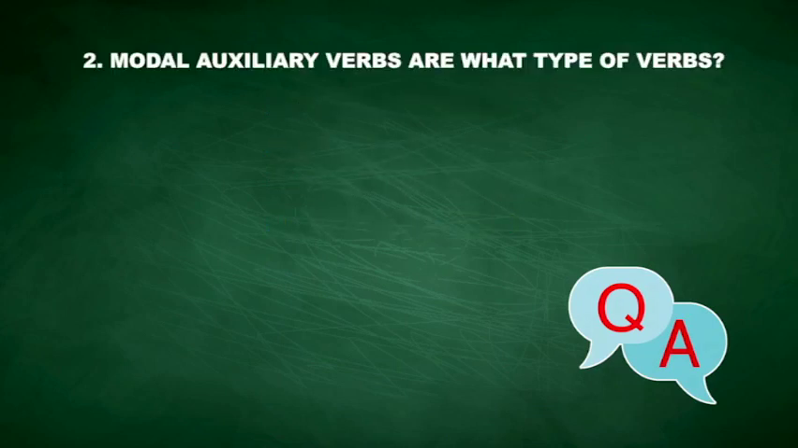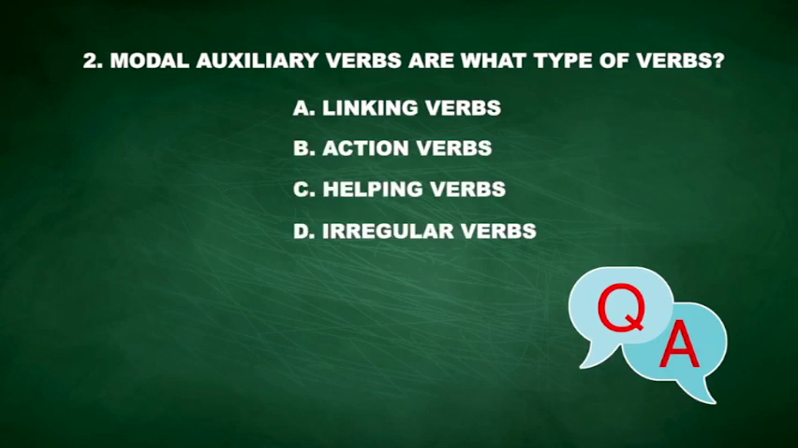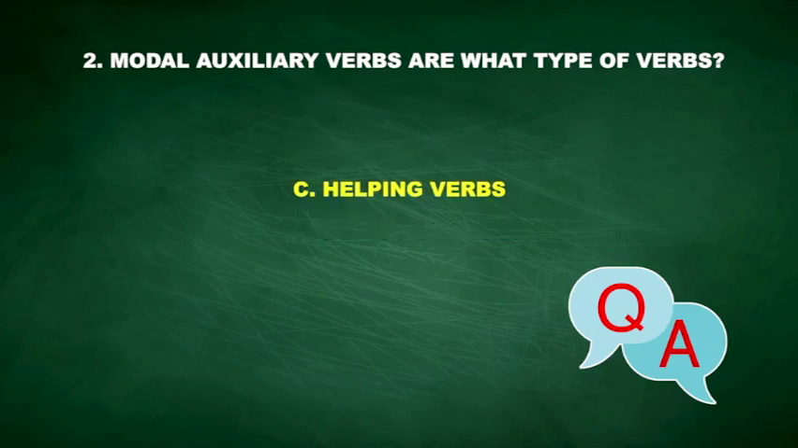Question 2. Modal auxiliary verbs are what type of verbs? A. Linking verbs. B. Action verbs. C. Helping verbs. D. Irregular verbs. The correct answer is C. Modal auxiliary verbs are helping verbs.